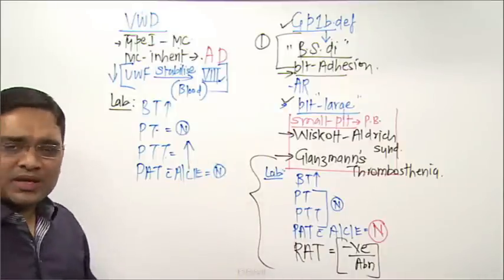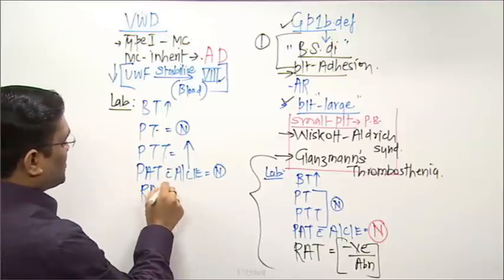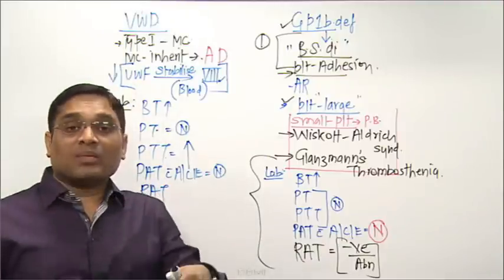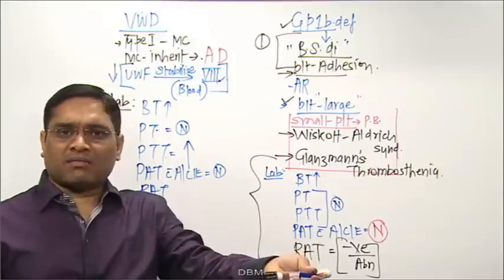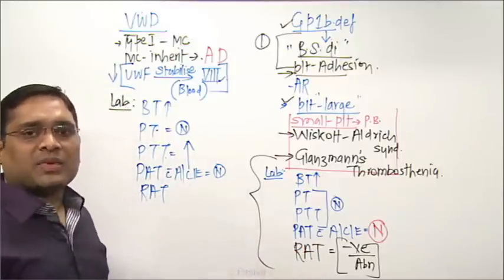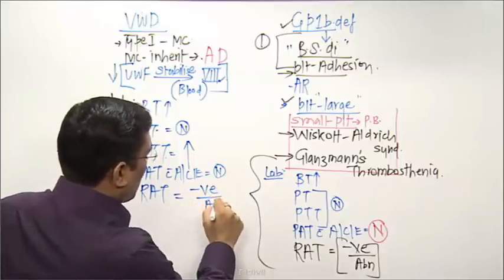Platelet aggregation test with ADP, collagen and epinephrine will be normal, because GP2B3A is normal. And ristocetin addition test: if you add ristocetin and von Willebrand factor is absent, it is negative. So ristocetin addition test is negative. Negative means abnormal.